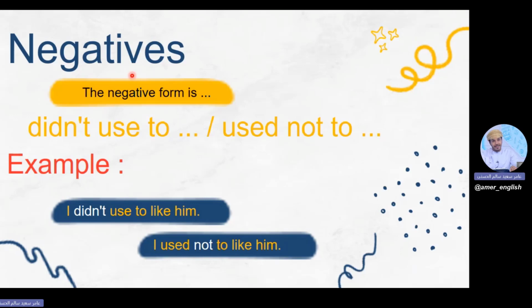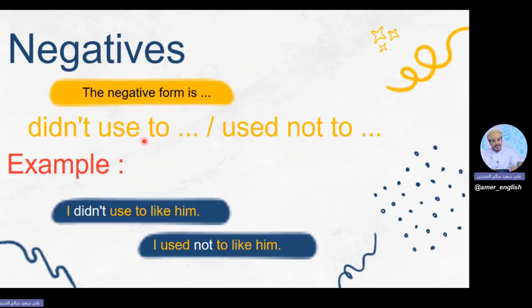Okay, how can we form negative sentences in order to talk about something that didn't happen in the past? You have two ways to do it. You can use didn't used to. For example, I didn't used to like him. I didn't used to eat ice cream. I didn't used to swim a lot. I didn't used to ride a bicycle. Okay, so all these are correct. You can use it in this way.